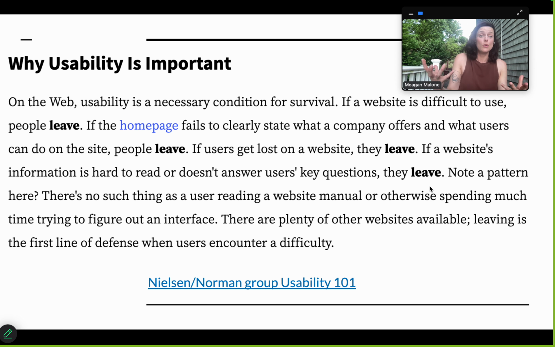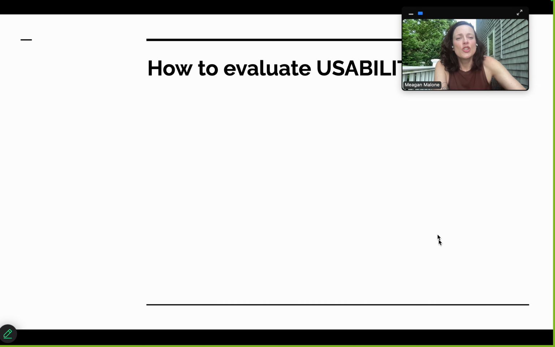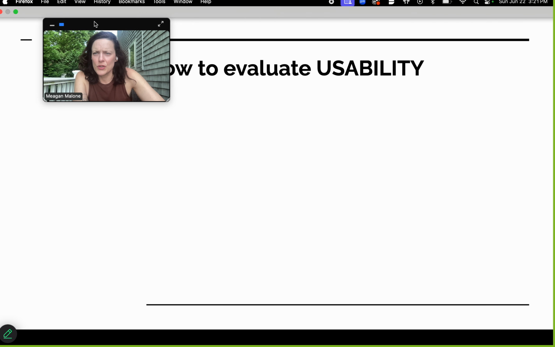I mean, I have done this. You have done this. You're trying to find an answer. You're desperate for answers. You click on one source, and if it doesn't meet your needs quickly, you move on and go to another one. And so to what extent is your document or your website effective? It's effective if your user stays on it. So this is why we want to consider usability. So how is it that we evaluate usability?